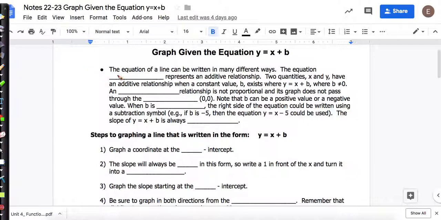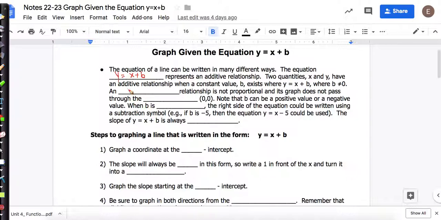The equation y equals x plus b represents an additive relationship, as we talked yesterday. Two quantities x and y have an additive relationship when a constant value b exists, where y equals x plus b, and b can't equal 0, because if b was 0, then it would go through the origin.